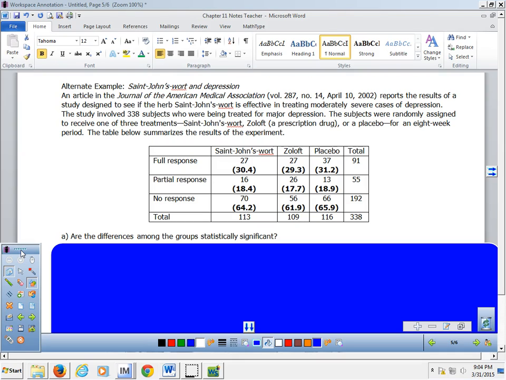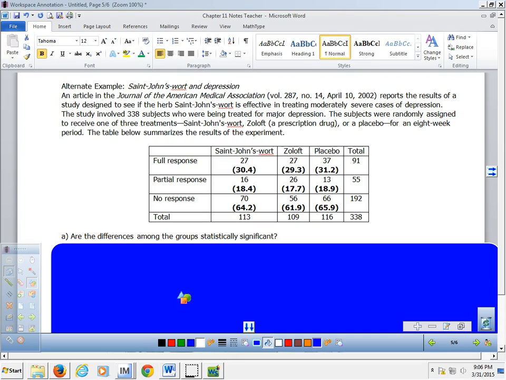Either they experienced a full response. Anyway, sorry about that. So they either experienced a full response, partial response, or no response, and so there's your table. Are the differences among the groups statistically significant? Now, normally you will not get the expected counts in your table if this were to pop up on an AP exam or even a test in here. You would not get the expected counts in the table as well, but there they are. So are the differences among the groups statistically significant?